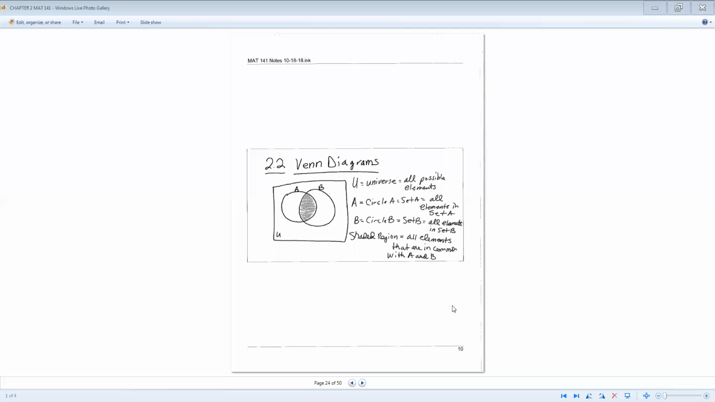So the whole box that we have in our Venn diagrams is going to represent the universe. We'll call that U. That's all possible elements that can be used in your diagram. The circle A represents the elements that are in set A. Circle B represents the elements that are in set B. And then the shaded region represents all the elements that A and B have in common.